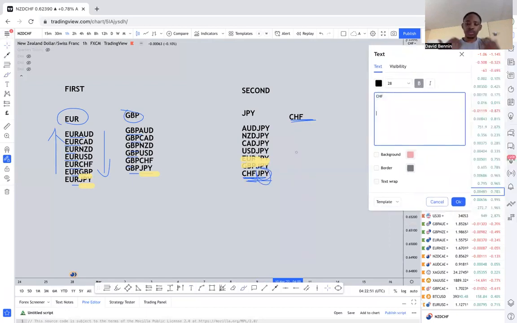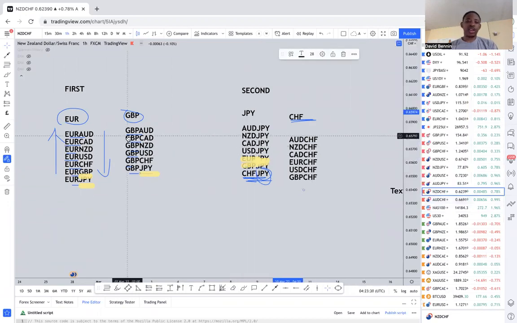So we have Australia, Swiss franc, New Zealand, Swiss franc, Canadian, Swiss franc, Euro, Swiss franc, US dollar, Swiss franc, rupee, Swiss franc. I don't know what I'm missing. Yeah, so that is it.